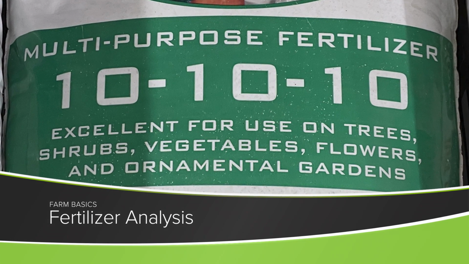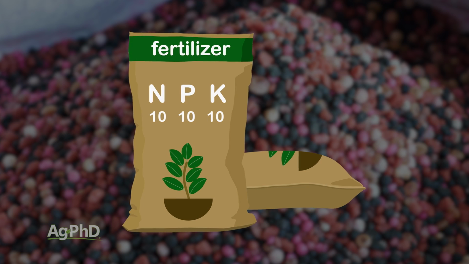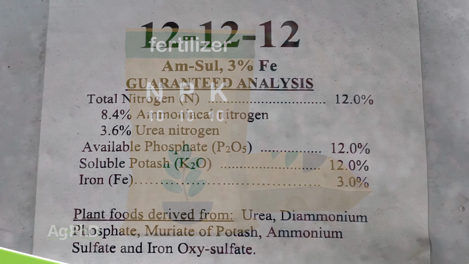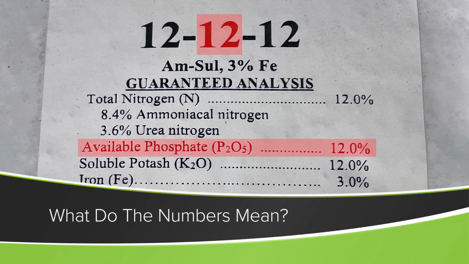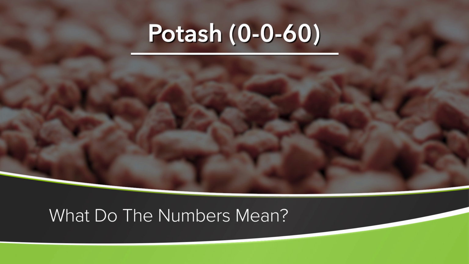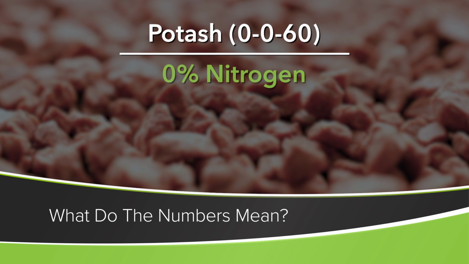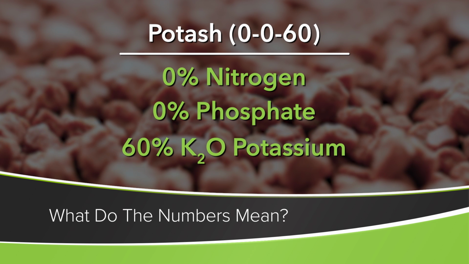Whether you're a farmer, a gardener, or you just have a lawn, at some point you're going to run across a fertilizer analysis. We're going to talk about how to understand what that's telling you. If you buy a bag of fertilizer or a bulk load of fertilizer, you're going to see a tag with usually three numbers. The first number is nitrogen, the second is phosphorus, or actually phosphate, and the third is K2O potassium. For example, if you buy potash, it's 0-0-60. That means 0% nitrogen, 0% phosphate, and 60% K2O potassium.